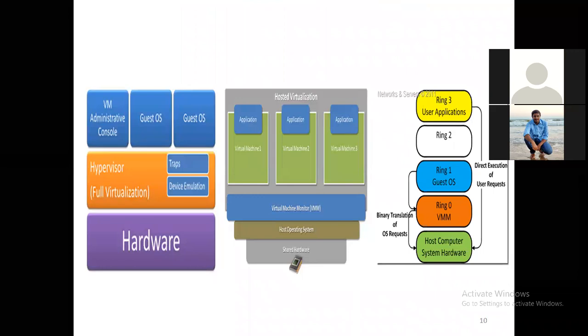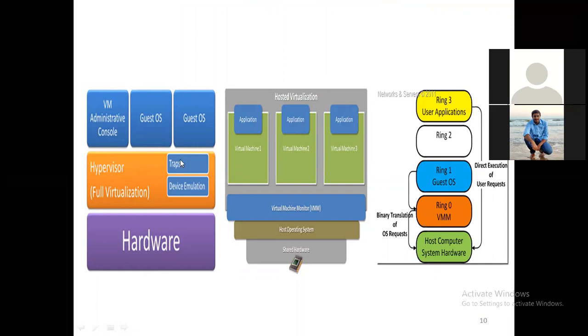This is the diagrammatical representation, guys. This one is full virtualization and this one is host-based virtualization. In full virtualization, above the hardware layer there will be a virtual machine monitor, which we call a hypervisor. Above that we will have the guest operating system. The hypervisor just does trap and emulation to execute the instructions.